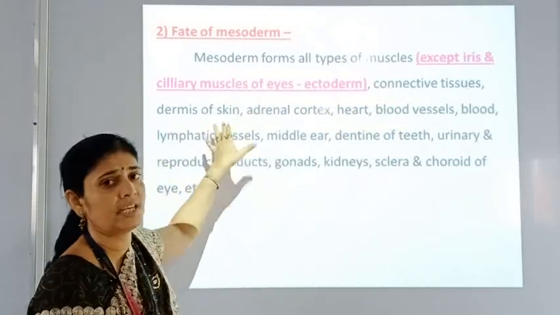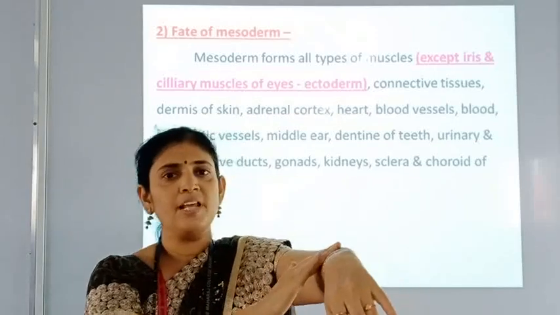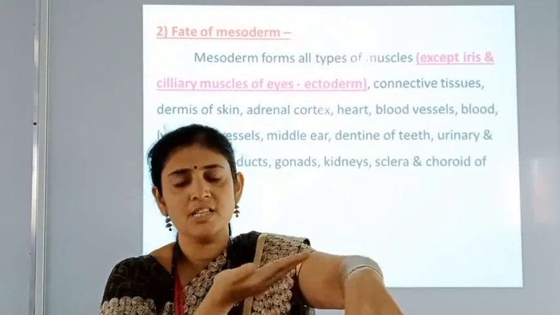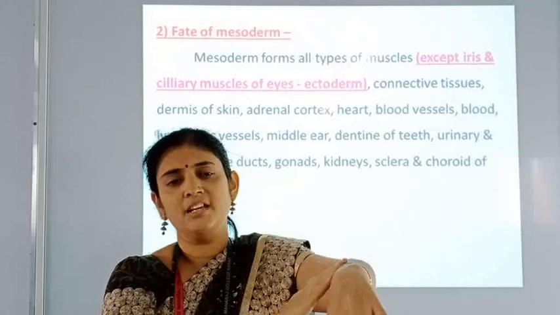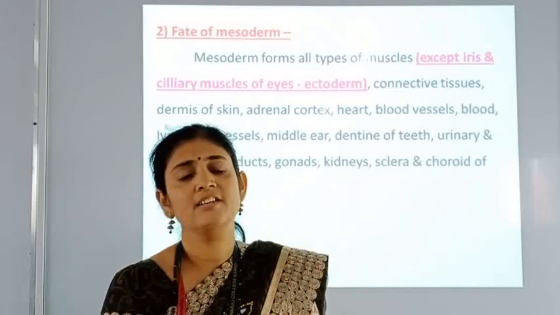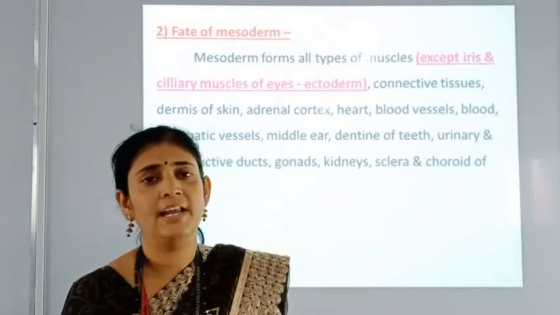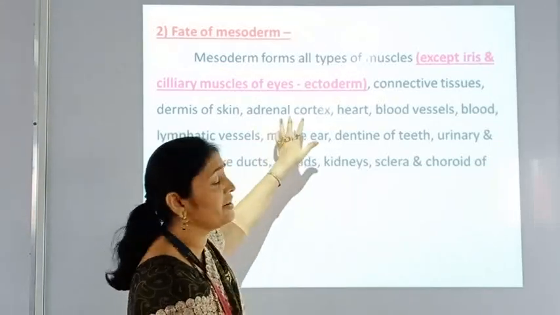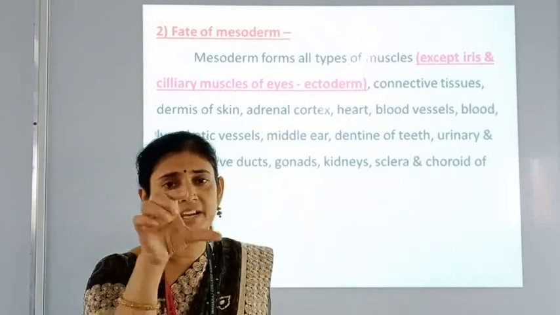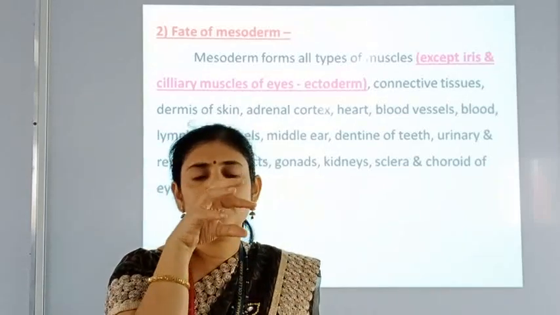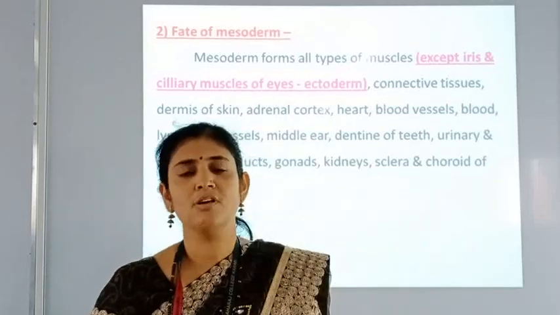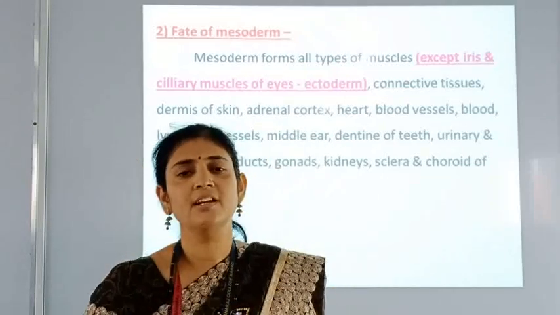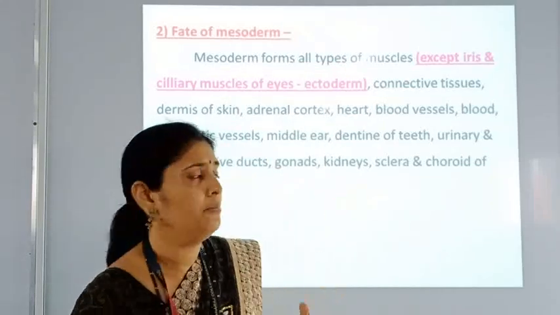Then dermis of skin. This is the epidermis, and below this epidermis another layer is present all over the body, and that layer is called the dermis of skin, and this dermis of skin is derived from the mesoderm. Then adrenal cortex area. From the adrenal gland, the middle part is the medulla, which is derived from ectoderm, and the outer part of that adrenal gland is derived from this mesoderm.